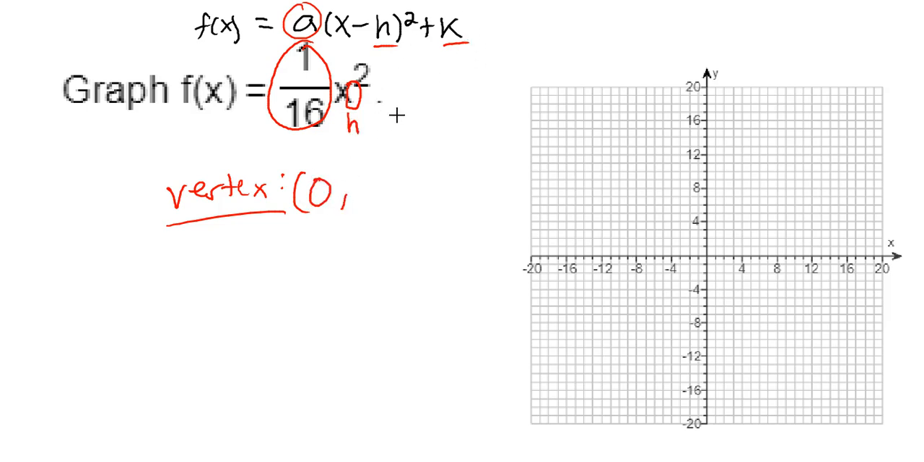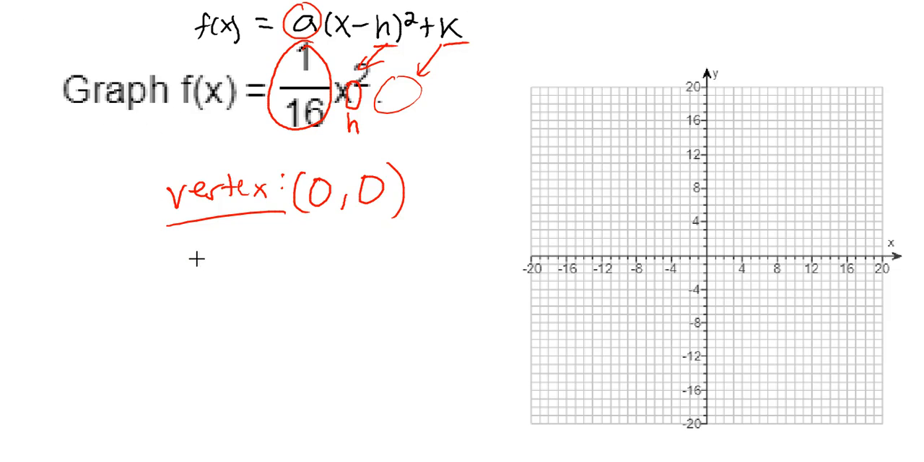And there's no k here either. There's no number being added or subtracted directly to the end of the equation. And so this is where k would go. And since there's no number there, it must be equal to 0. So my vertex for this particular problem is going to be at 0, 0. The h is missing, the k is missing. That means they're both equal to 0.